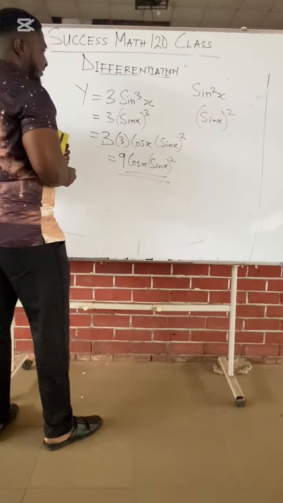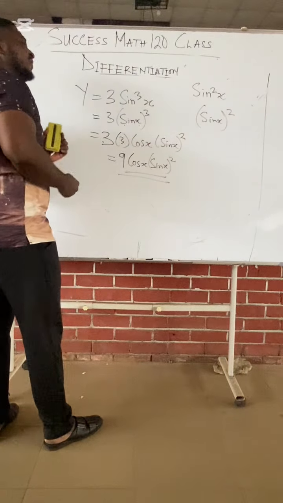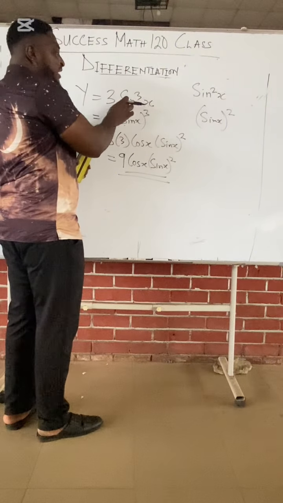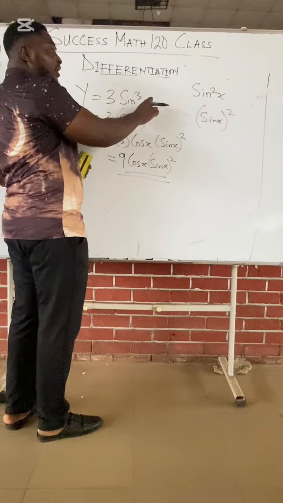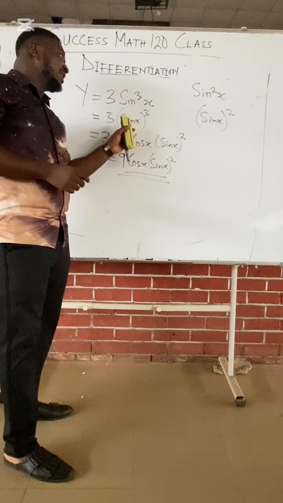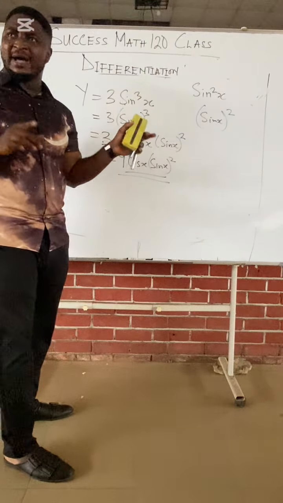Class, let's go again. 3 sine cube x. You must first change sine cube x to sine x raised to power 3. You must first understand that in mathematics, sine cube of x is written as sine x all raised to power 3.